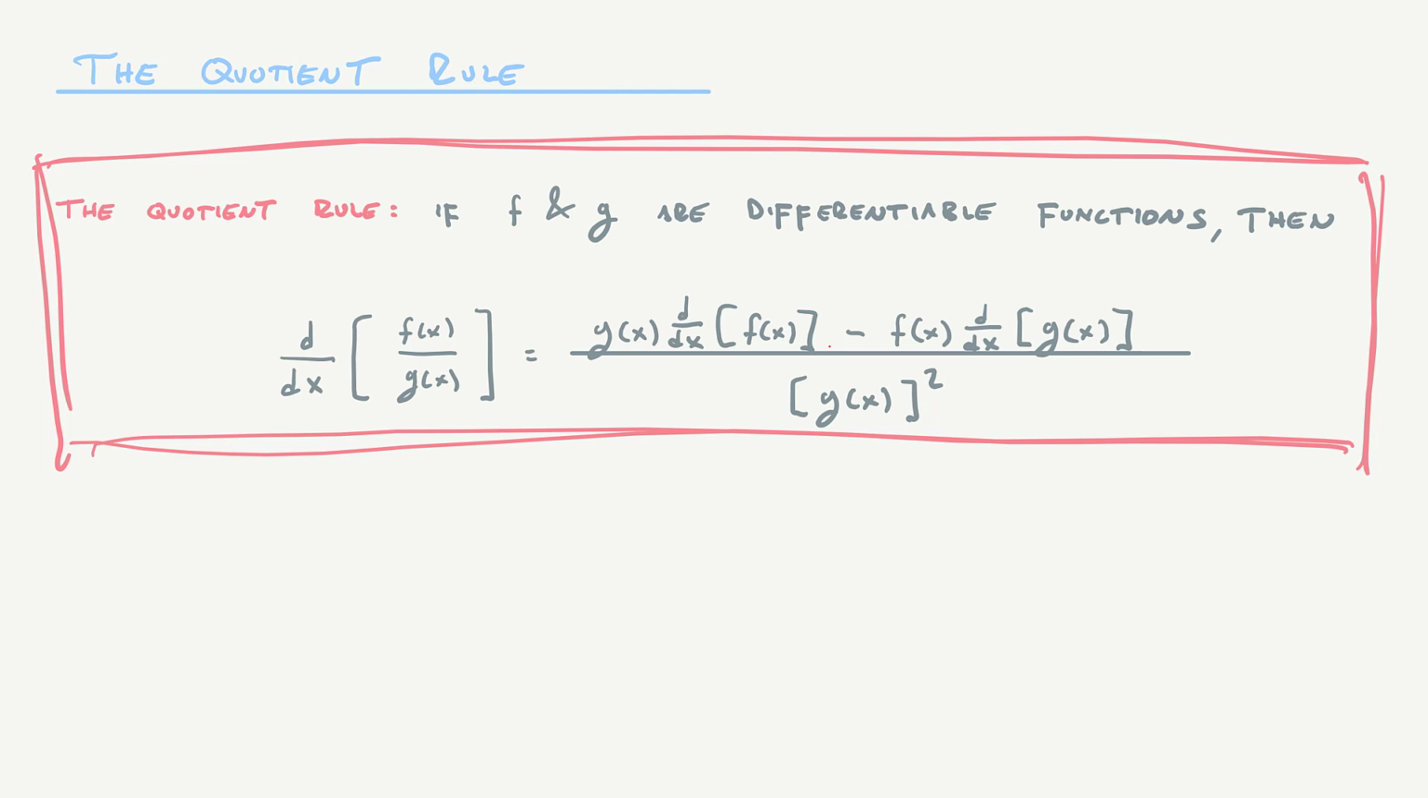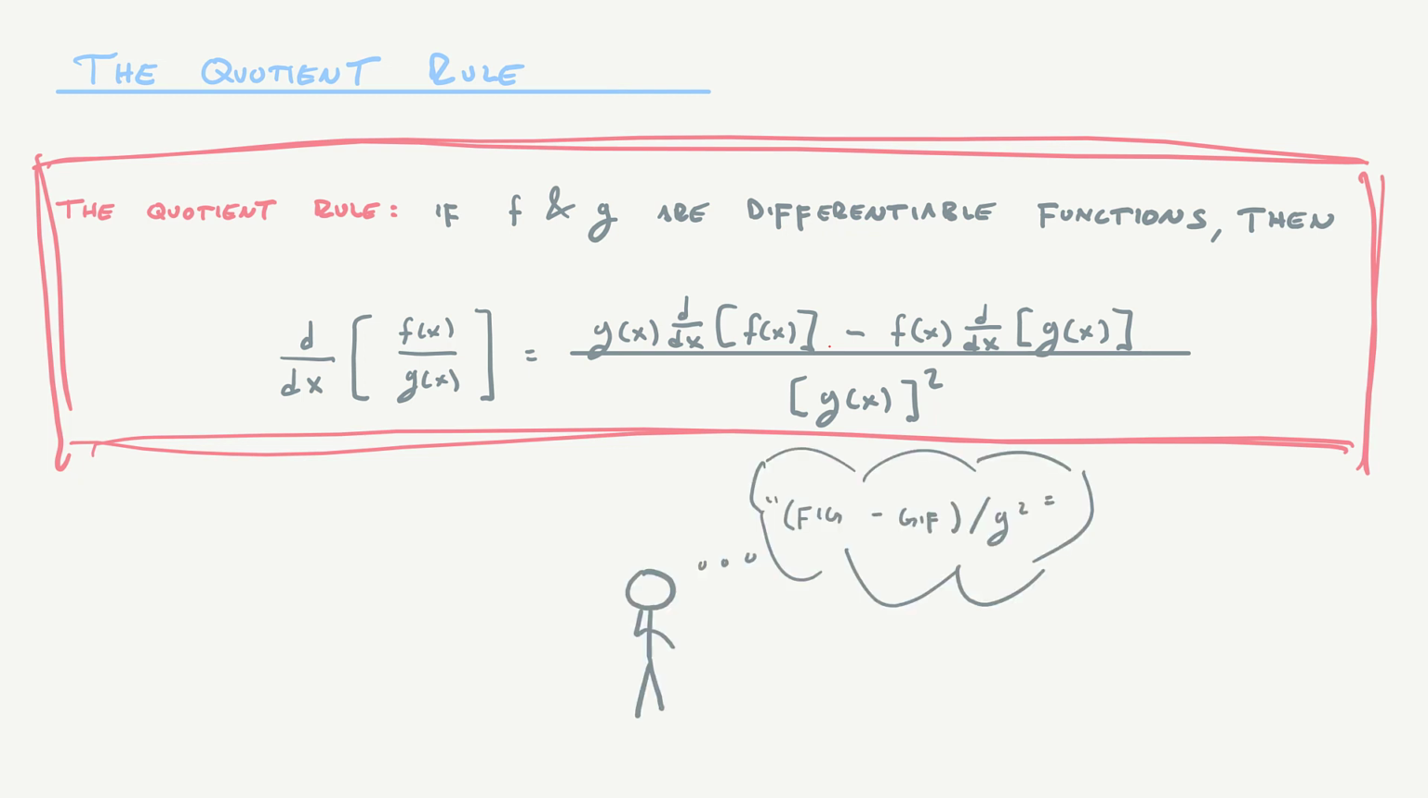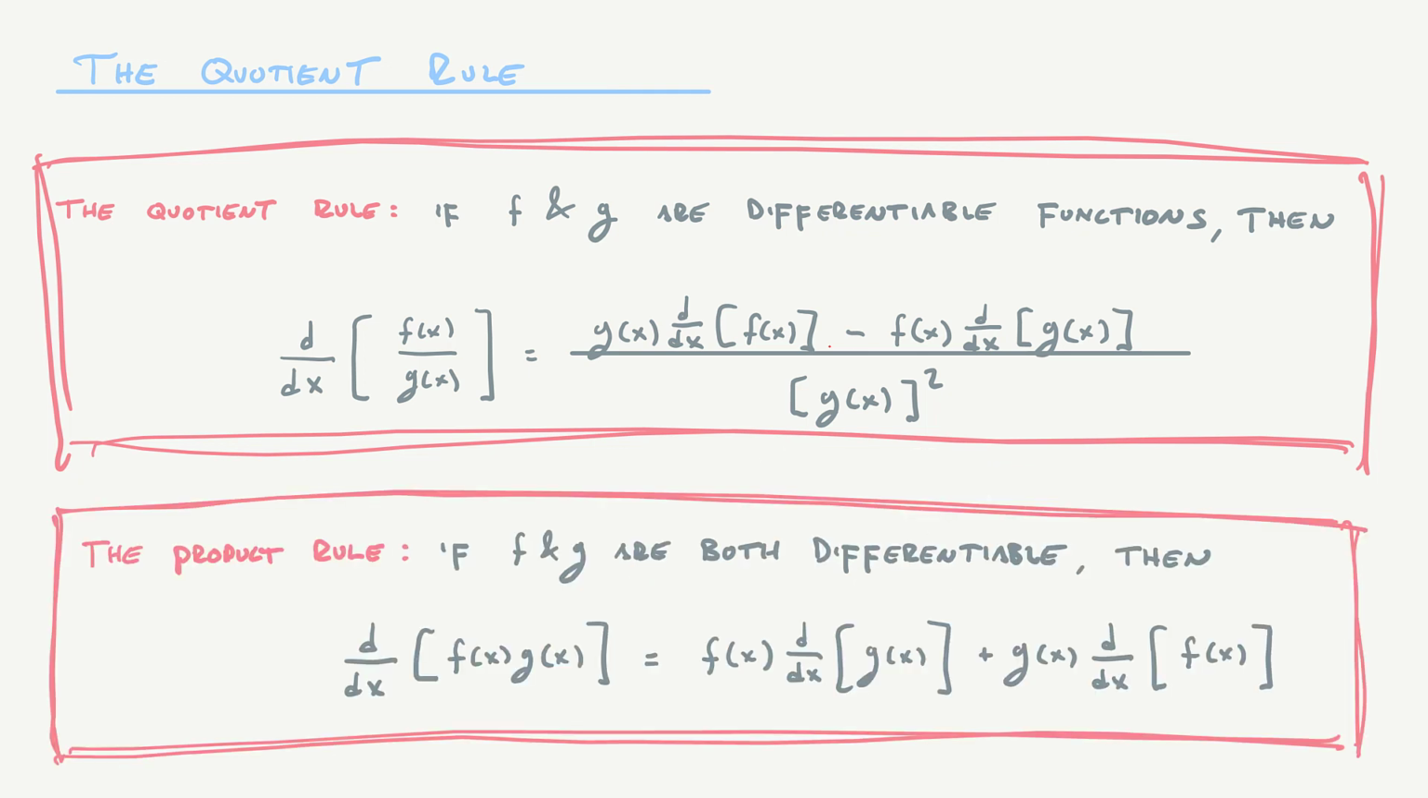If f and g are differentiable functions, then the derivative of f of x divided by g of x is g of x times the derivative of f minus f of x times the derivative of g, all divided by g squared. So square the denominator, square the g of x function. Again, I remember this as fig minus gif, but now it's divided by g squared. So the product rule is fig plus gif. The quotient rule is fig minus gif divided by g squared. That's how I think about it, if you want a fun little mnemonic device to help you remember. So we've got these two things. Let's do some examples.